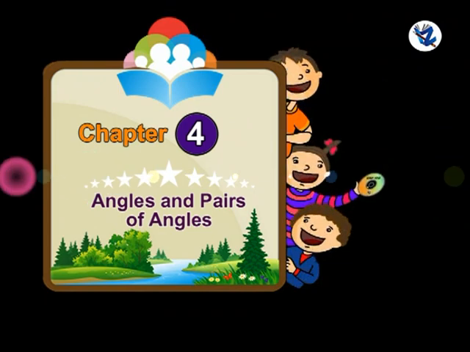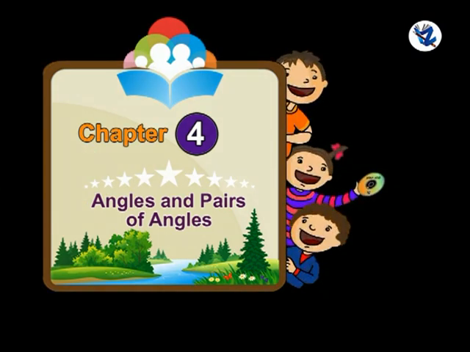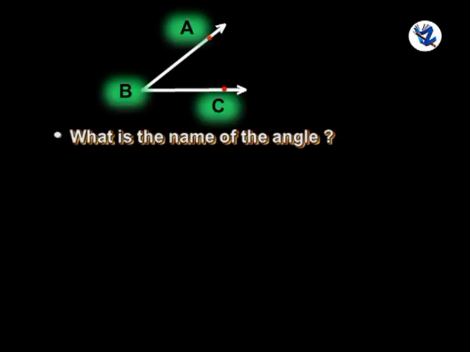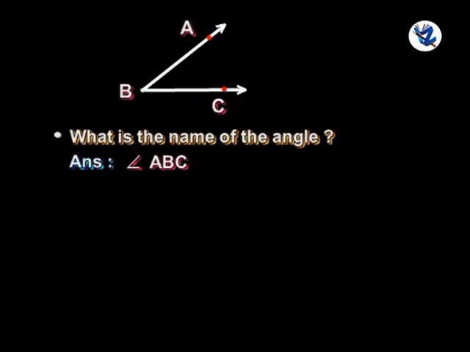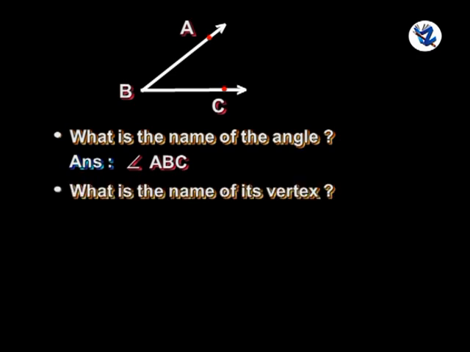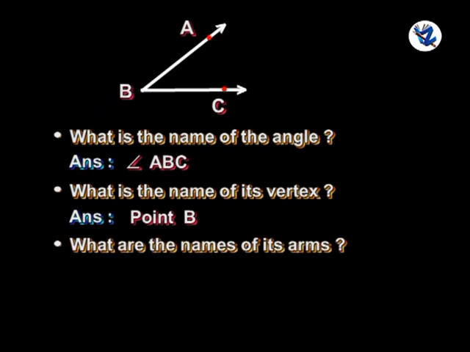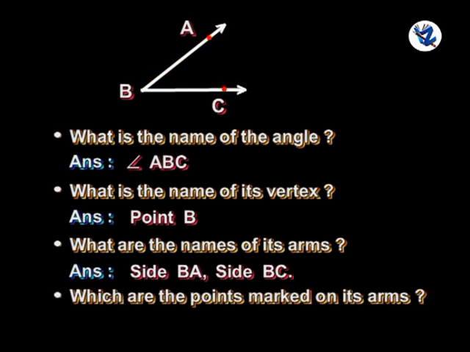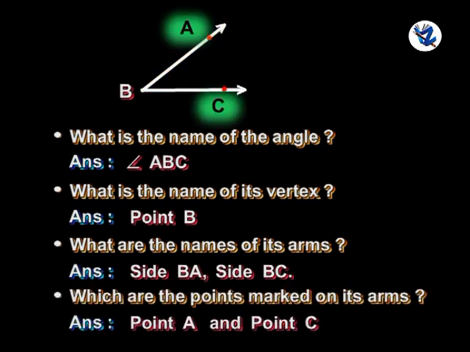Chapter 4. Angles and pairs of angles. Dear students, look at this angle. What is the name of the angle? Angle ABC. And what is the name of its vertex? Point B. What are the names of its arms? Side BA, side BC. And which are the points marked on its arms? Point A and point C.